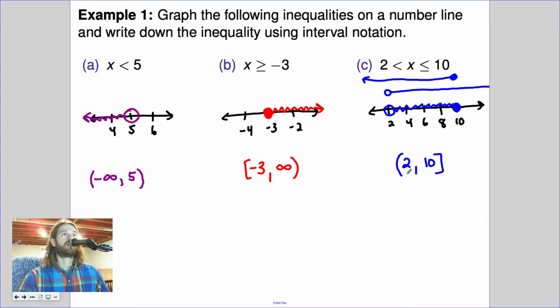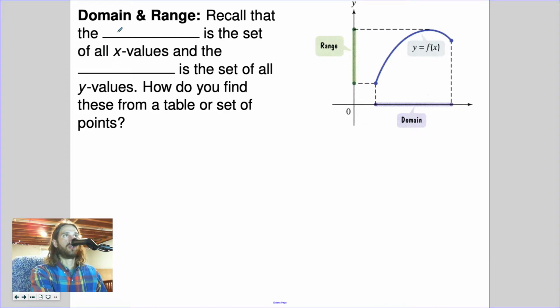So let's remind ourselves of a couple things before we start describing functions. First of which is, remember that the domain is the set of all of the x values. And the range is the set of all y values that are possible for our function, or that our function hits. How do you find these from a table or a set of points? Well, from a table or a set of points, you just write them down. You just list them.